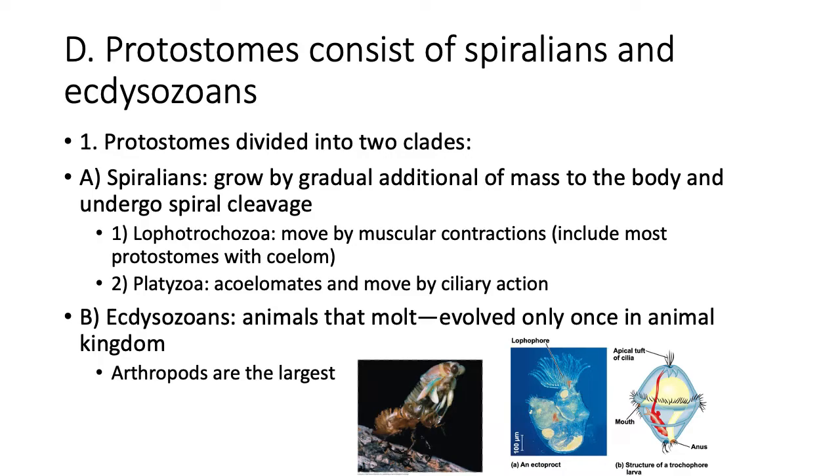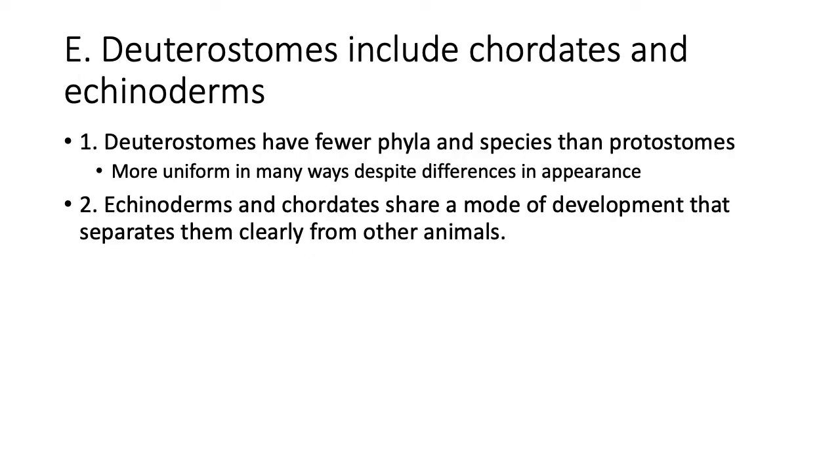All right, can I move on for a quick note about deuterostomes? So deuterostomes are going to include the chordates, Chordata, and the echinoderms, spiny skin. So most of the animals are protostomes. Deuterostomes have fewer phyla and species. But the deuterostomes, believe it or not, are more uniform in many ways, despite a lot of the differences in appearances. And so we'll cover that, I think, in chapter 35.